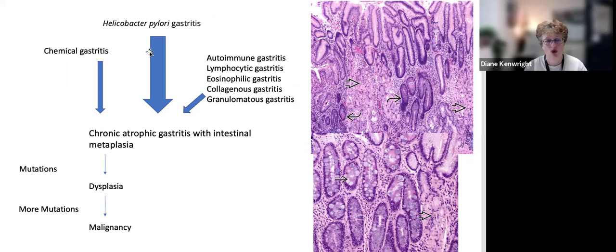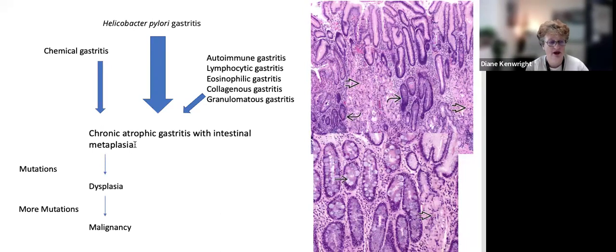Helicobacter is the main cause of chronic atrophic gastritis. And with chronic atrophic gastritis, the chronic inflammation causes metaplasia from the normal, particularly foveolar mucosa, into intestinal type mucosa. And this is the first step into the mucosa becoming genetically unstable. Chemical gastritis, which we've mentioned, is an uncommon cause. And then there's a whole lot of other gastritides that can cause chronic atrophic gastritis, but mainly Helicobacter.